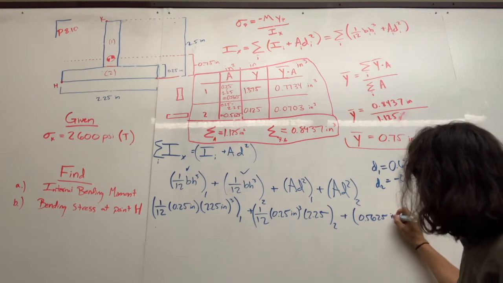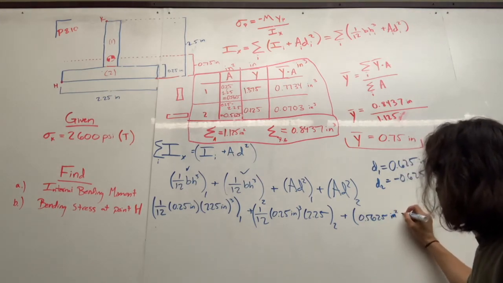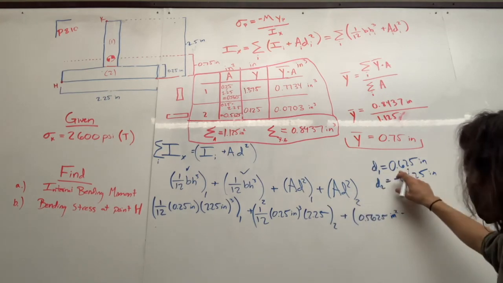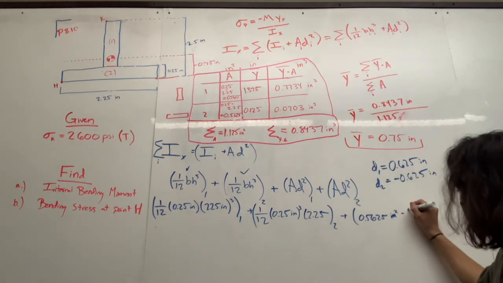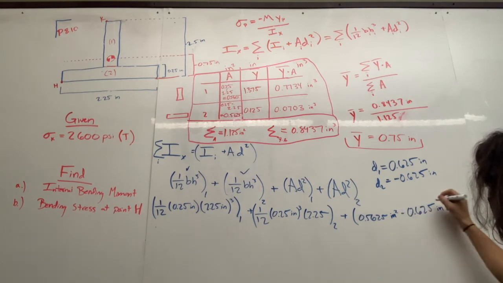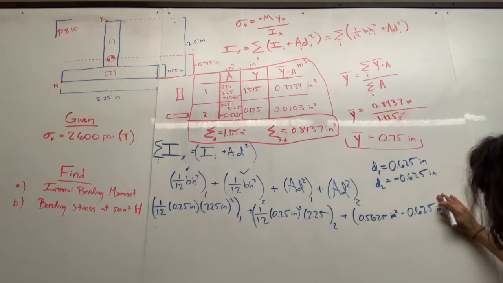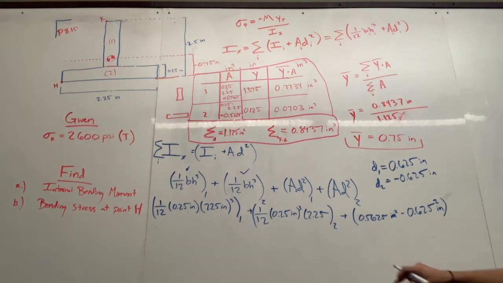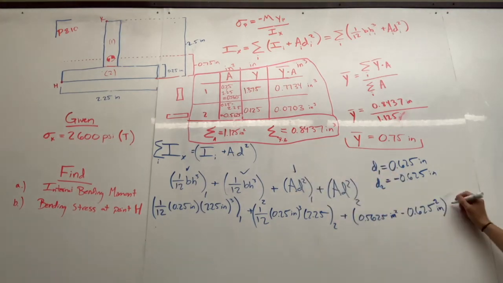0.5625 inches squared times d squared, so d1 squared, we calculated 0.625 inches, and then this value is going to be squared. So I'll write that squared. And then, so that's that term, and we move on to our last term.